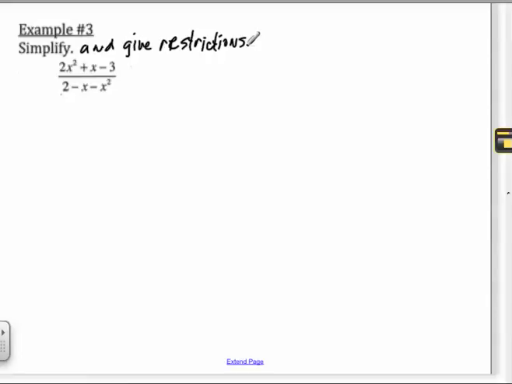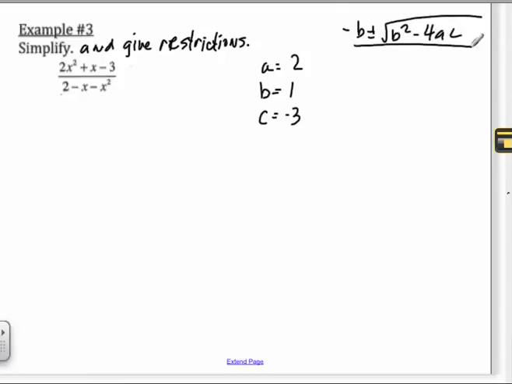Now the first thing I'm going to look at is the top term, and it says 2x squared plus x minus 3. I need to factor that. There's nothing I can pull out. It has 3 terms, and there's something in front of the x squared. So a is equal to 2, b is equal to 1, c is equal to negative 3. Minus b plus or minus the square root of b squared minus 4ac all over 2a.